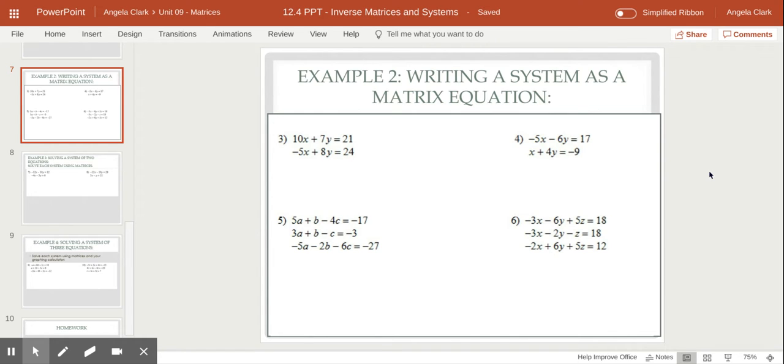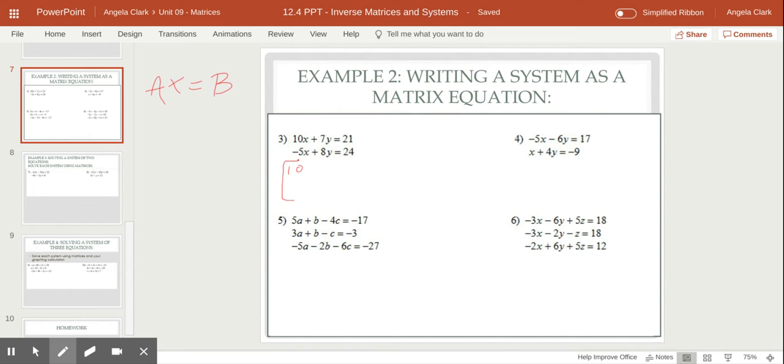Guys, so in this video we're going to be talking about how to write a system as a matrix equation. So given a system, we want to write that as a matrix equation. So remember that our matrix equation looks like this, where A is the coefficient matrix, X is the variable matrix, and B is the constant matrix. I always forget that one. Constant matrix. So the coefficient matrix is first, so we're just going to take the coefficients.